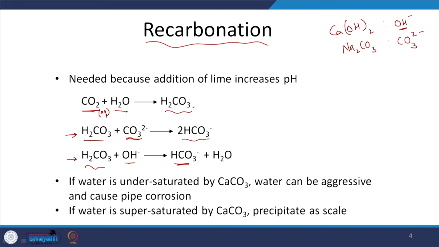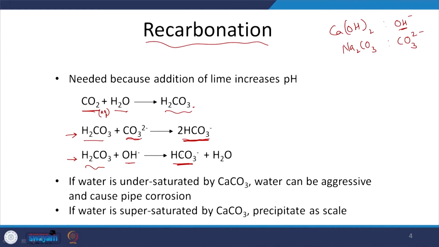So I'm bringing down the pH and also seeing to it that I'm adding a buffer, right? HCO3 minus will provide a relatively decent buffer near pH 7. Why? We know that pKa 1 is 6.3. So that's one aspect to keep in mind. Here, when we are adding this, we need to look at an aspect called undersaturation or supersaturation by CaCO3, right? We will look at why that is relevant.